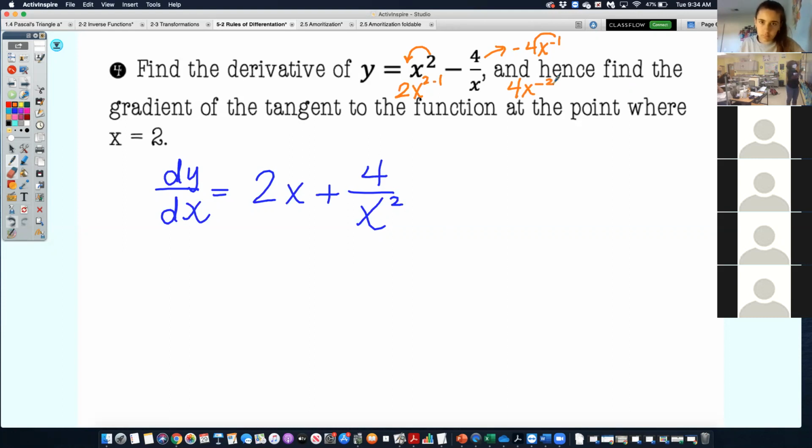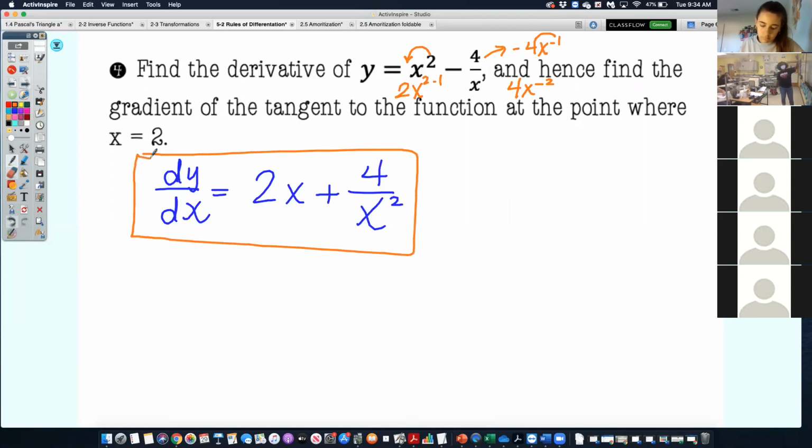So now that I have my derivative, this is the first part. Now it's asking for, hence, that means using your answer, find the gradient of the tangent to the function at the point where x equals 2. All that means, find the gradient of the tangent. And we know how to do that now that we have the derivative. What do I need to do? I plug in 2 to the x's. Now the proper notation to do this is technically this, okay? You don't necessarily have to write that, but that is the proper notation to indicate that I'm taking the derivative and I'm evaluating it when x is 2.